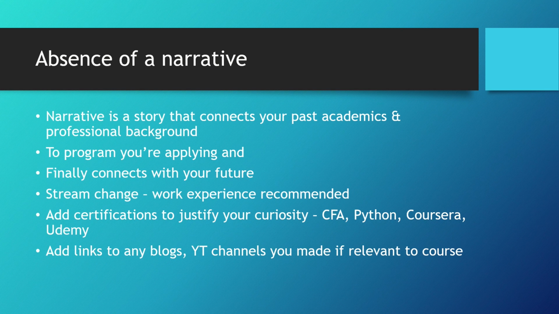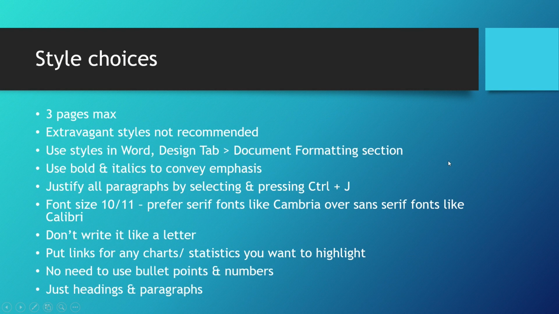Next, you can use certifications to justify your curiosity. If you say you want to apply for a finance course, or you are interested in financial planning, accounting, business development or a business management program, then do the appropriate certifications for that course from Coursera, Udemy, or anywhere to justify your curiosity. That will show your motivation towards that course. If you have any blogs or YouTube channels on that relevant topic, you can include that as well. That will help develop the narrative of your SOP.